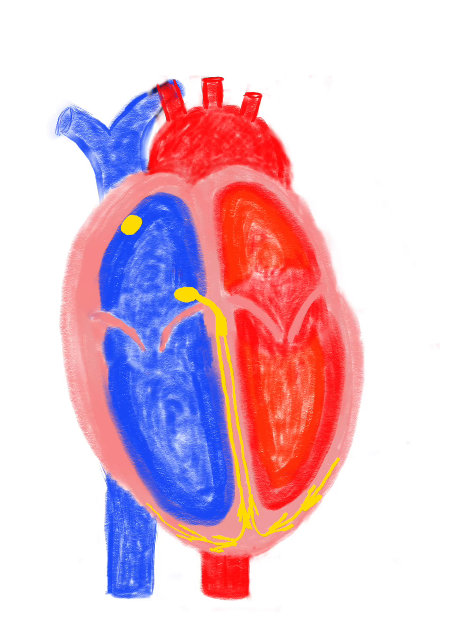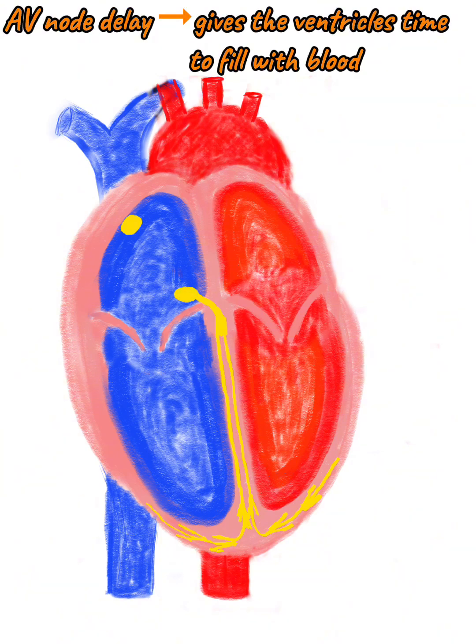Next, the electrical signal reaches the atrioventricular node, or AV node, located at the junction between the atria and the ventricles. Here, the impulse slows down for a brief moment. This short delay is essential because it gives the ventricles time to fill completely before they contract, ensuring efficient pumping.